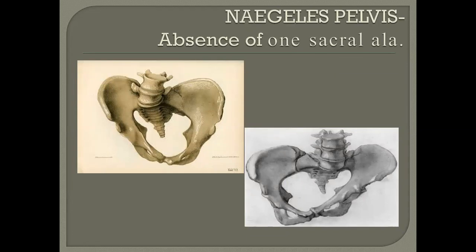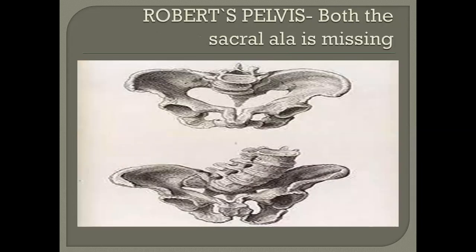Because of the absence of that sacral ala, what happens? The ilium will be directly joined to the sacrum. You can see in the picture itself that the pelvis is deformed. Okay, next is Robert's pelvis. As we said, in Naegele's pelvis any one of the sacral ala will be missing, but in Robert's pelvis, both the sacral ala will be missing. So you can imagine, both the sacral ala are not there, so how the pelvis will be.